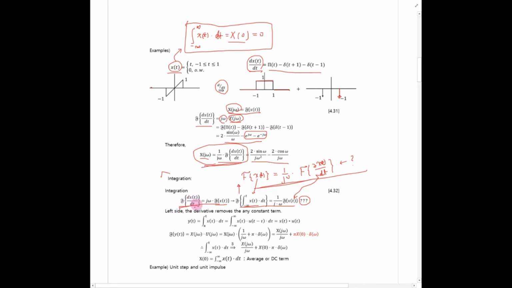Here the left side is a derivative. It removes any constant terms. DC terms are removed by taking the derivative. That's why it is not valid when the DC component is not 0. So here the integration function is defined by taking the integration from minus infinity to t. This is defined as a function y. And then we can understand this operation as a convolution between x(tau) and u(t minus tau) d tau. That's the convolution of x(t) and u(t).